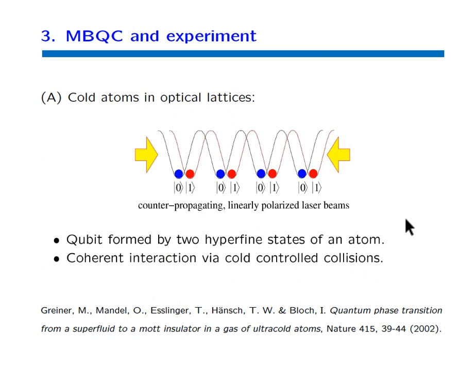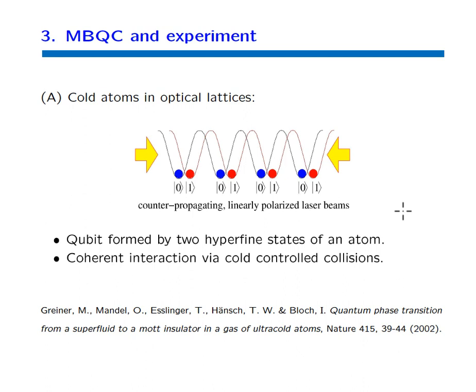All right, let me move on to talk a little bit about experiments. Yes, cluster states have been created in the laboratory, here in optical lattices with cold atoms. This is a physical system that I mentioned earlier, and the mechanism by which the Ising interaction is implemented is cold controlled collisions.